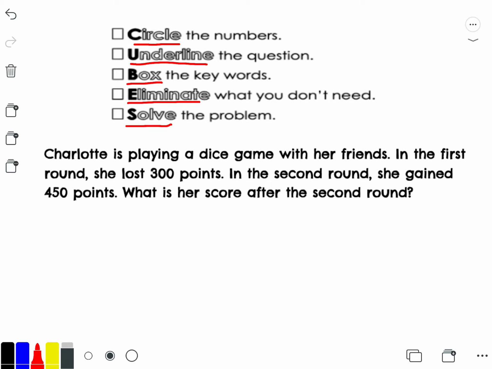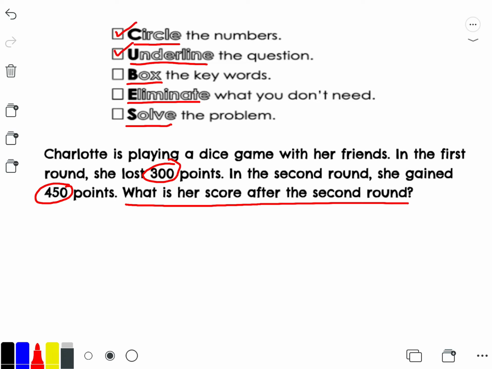So our first step here is to circle the numbers. So what are the two numbers that you see? All right, good job. So I'm going to circle 300 and I'm going to circle 450. All right, so now it says underline the question. So what is the question asking? So the question is asking, what is her score after the second round? Okay, good job. So we circled and we underlined.